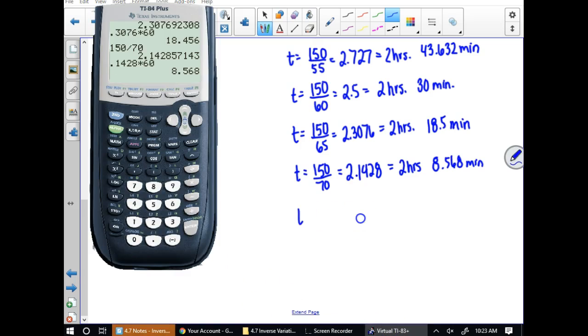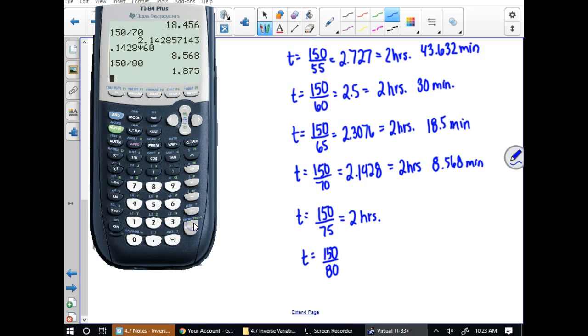Okay, let's do a couple more. Let's say we go 75. I'm going up by 5 just for a reason. So 150 divided, oh yeah, it is. Alright, 2 hours. Okay, let's say we go 80. So, divided by 80, we're going to get 1.875. One hour and 52.5 minutes.